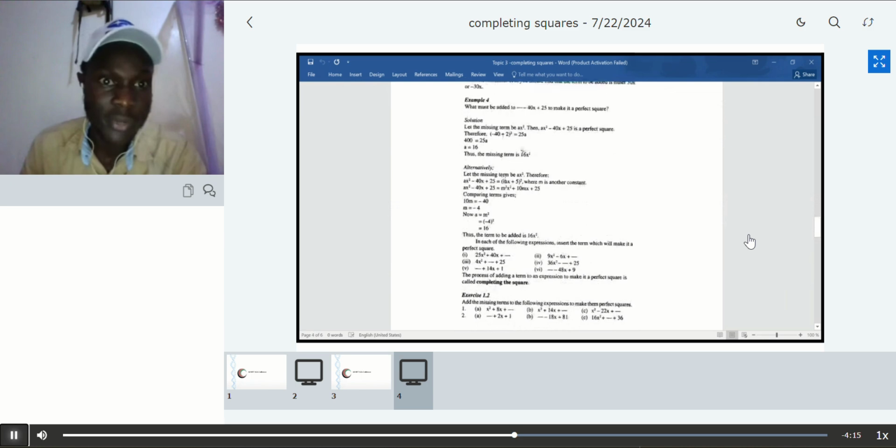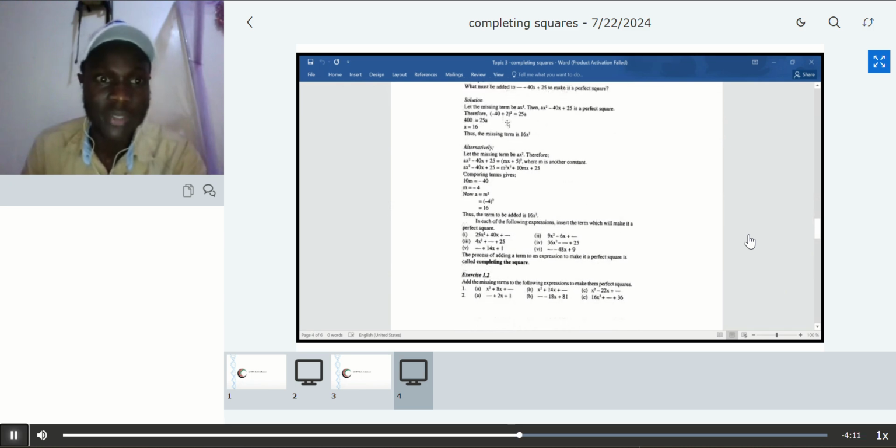We have example 4. What must be added to __ − 40x + 25 to make it a perfect square? We let the missing term be ax², so ax² − 40x + 25 is a perfect square. Therefore, (−40/2) squared equals 25a, so 400 equals 25a. To get a, we divide both sides by 25, and a will be 16.